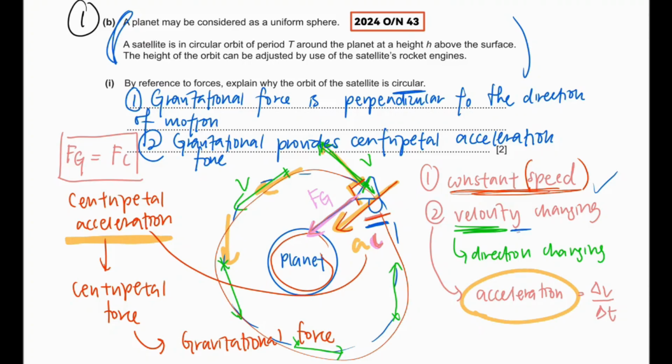The force is perpendicular to the direction of motion, or you can also say velocity. Then why is it circular? Because the gravitational force is the one that provides centripetal acceleration, causing the satellite to move in a circular motion. Just nice, easy as that, you will get your beautiful 2 marks. There you go. So this is the thought process that should occur to you when you answer this type of question, so that you are clear on what the question is asking.